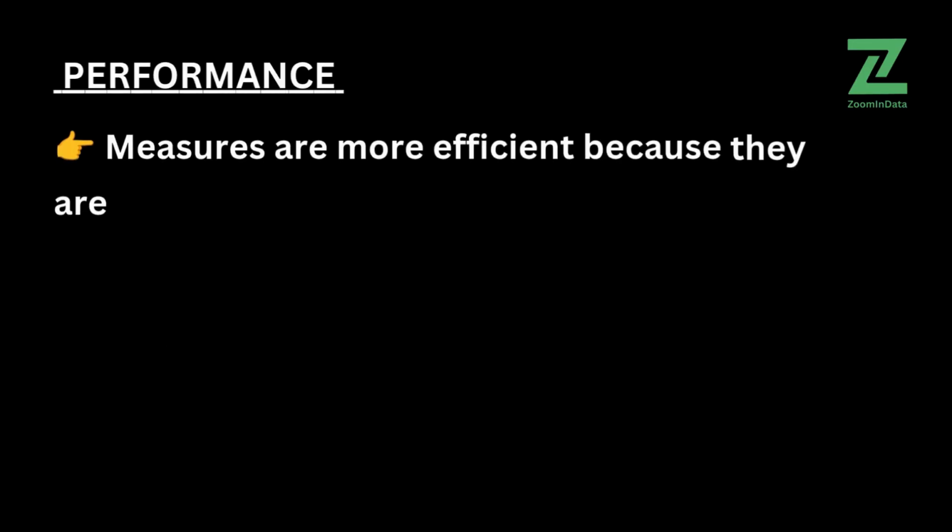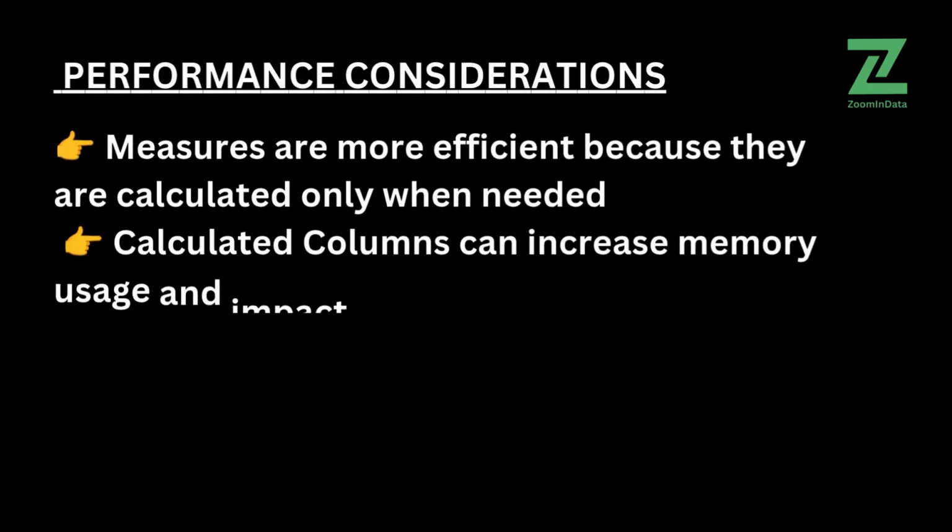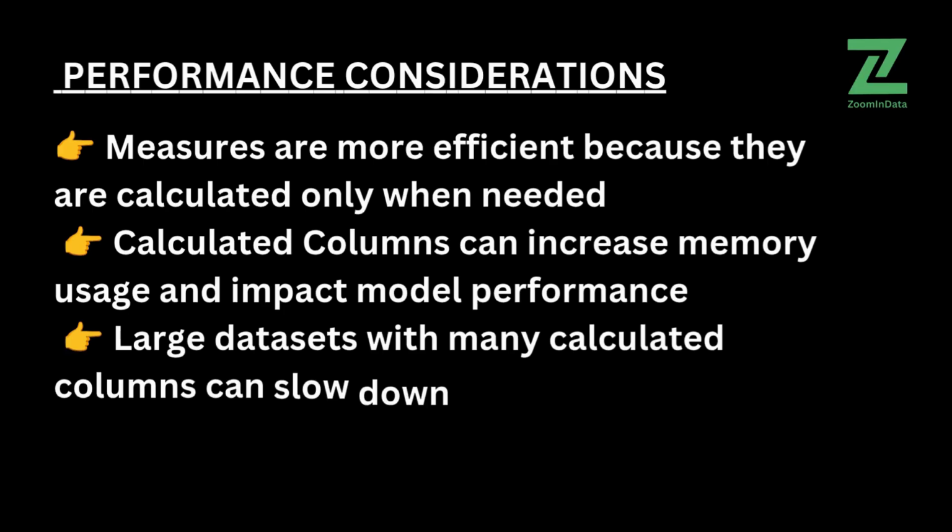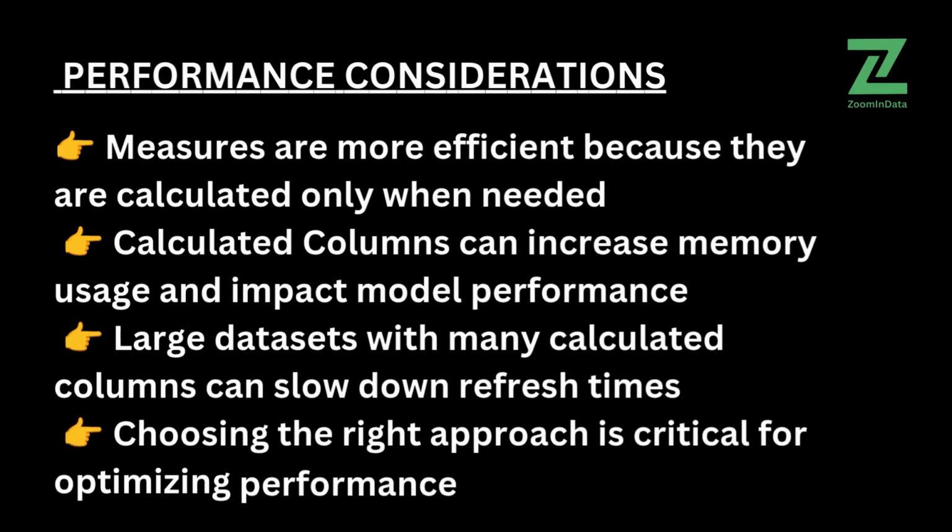From a performance perspective, measures are generally more efficient because they are calculated only when needed. Calculated columns, on the other hand, increase memory usage since they are stored in the model. Large datasets with many calculated columns can also slow down refresh times. Therefore, choosing the right approach is critical for optimizing performance.